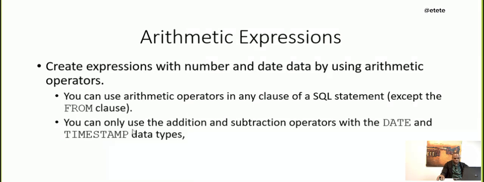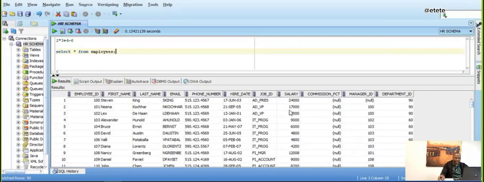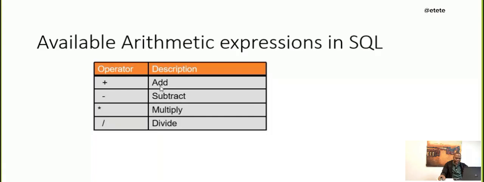You can only use the addition and subtraction operators with the date and timestamp data types. So this is the date data type, which is this one. If you want to use an operator with it, it can only be plus and minus. The available arithmetic operators in SQL are add, subtract, multiply, and divide. Are you with me? Yes.